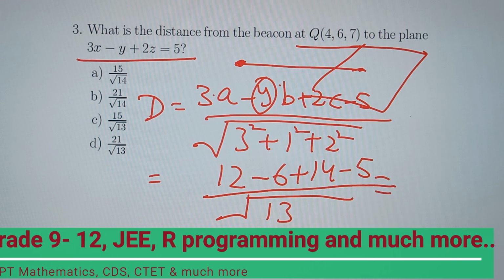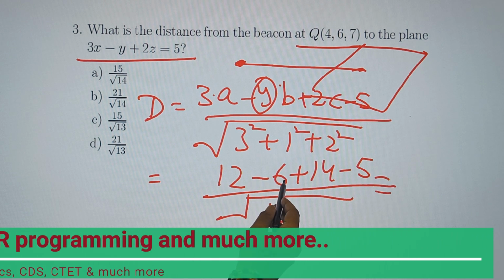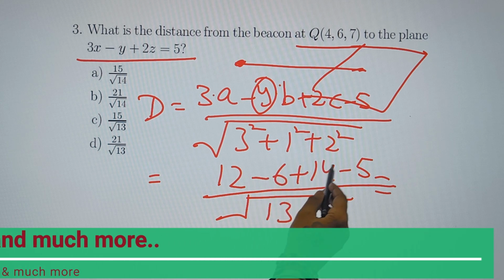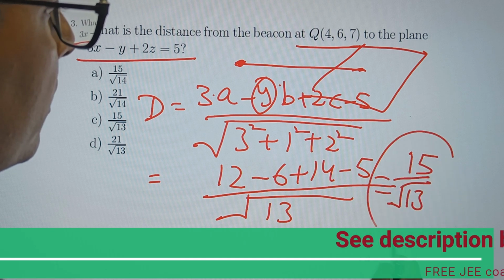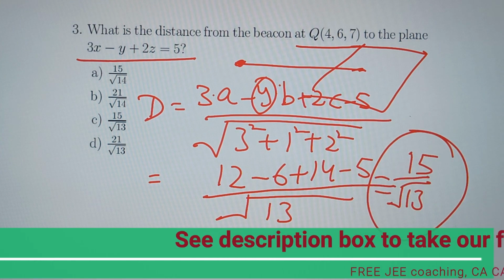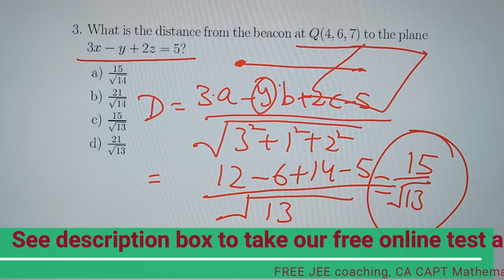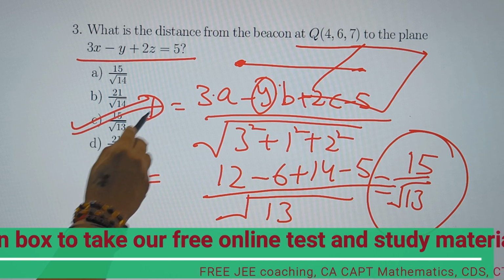So our answer will be what? 12 minus 6 is 6, 14 plus 6 is 20, 20 minus 5 is 15. 15 over root 13 is our correct answer here. Now if we match our options, then we can see that option number C is our correct answer here.